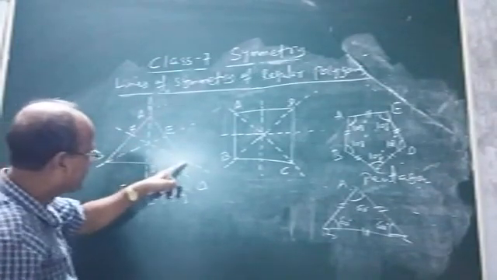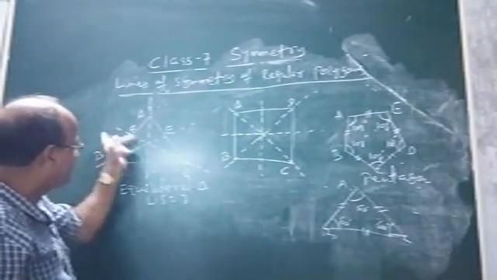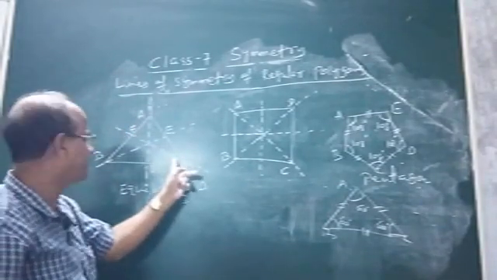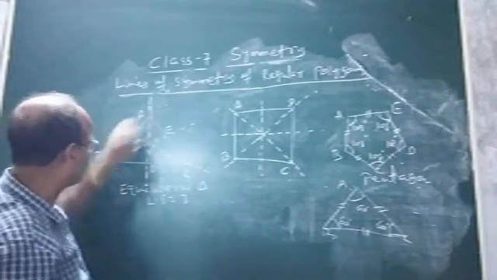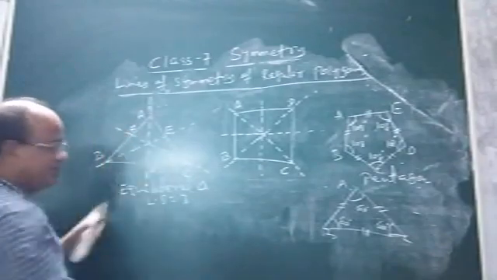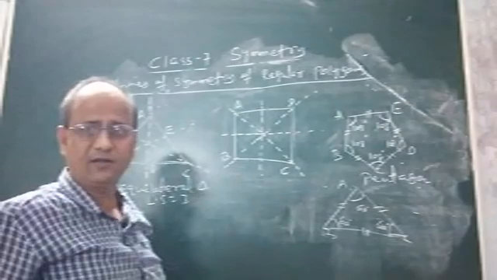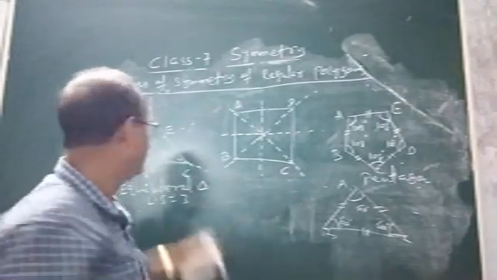Similarly, the bisector of angle C, look at, which intersects AB at F. This is also one line of symmetry, because about this line you can fold this triangle and this triangle. This means triangle AFC and triangle BFC, if you fold about this dotted line, they will coincide, or one will cover the other exactly.